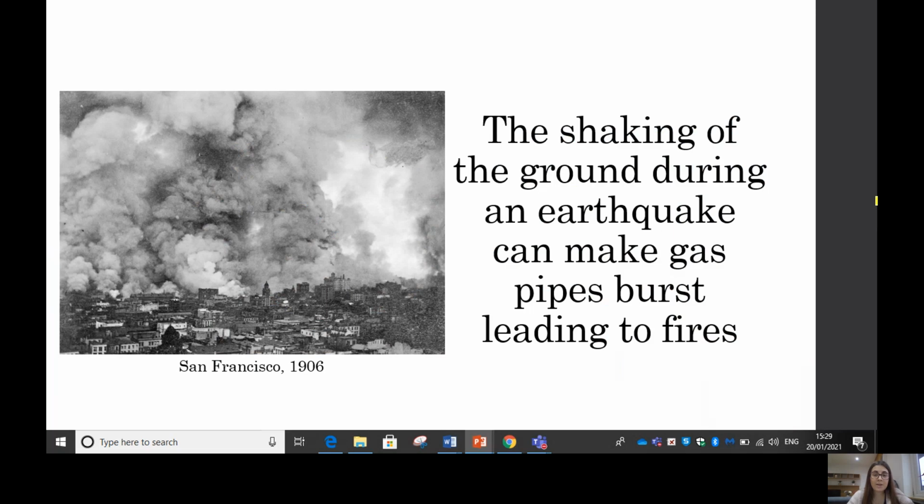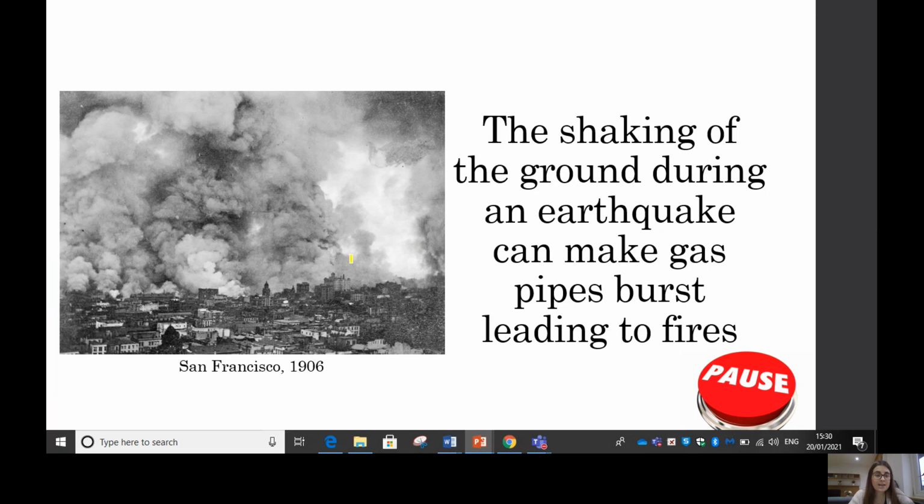Question 4. The shaking of the ground during an earthquake can make gas pipes burst, leading to fires. Human effect or physical effect? Yes, it is a physical effect because it is a fire, which is a natural event.